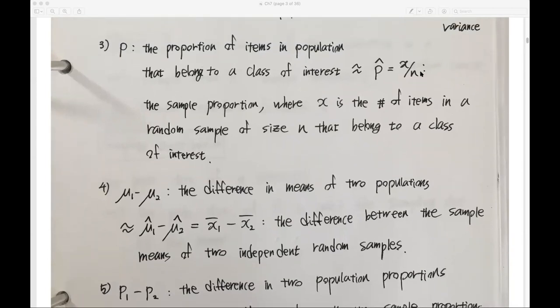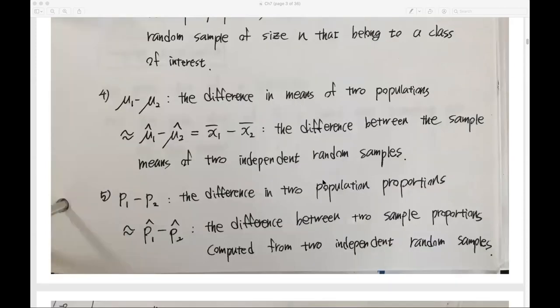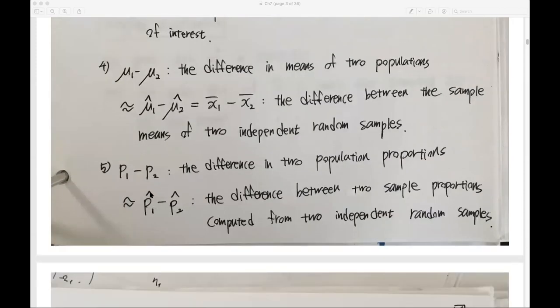that's x over n. That is a reasonable, actually the best, point estimator of the proportion of the population. Now P1 minus P2, P1 hat minus P2 hat, that's going to be the best point estimator of the difference in population proportions.